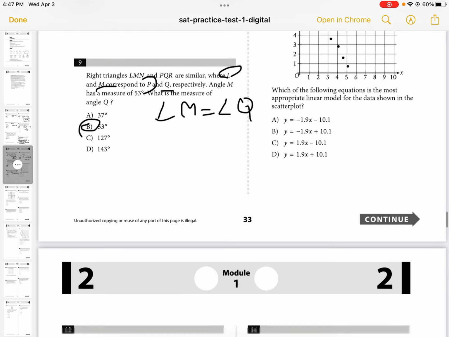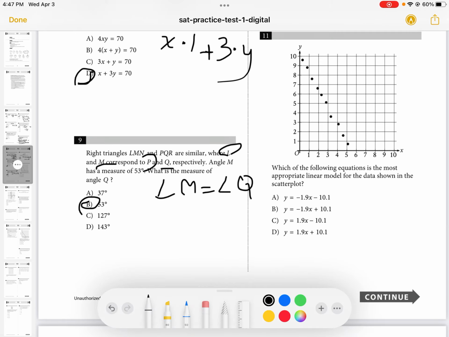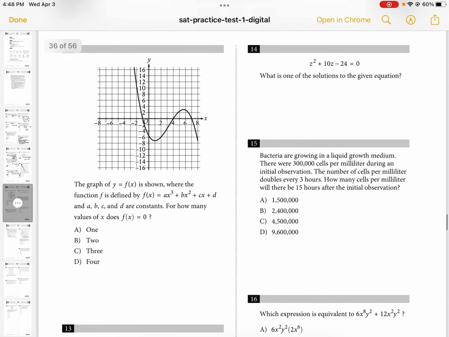Alright, next question. Which of the following equations is the most appropriate linear model for the data shown in the scatter plot? Well, the y-intercept's obviously positive, so it's not A or C. And this line has a negative slope. This is not D. It's B. Alright, next question.